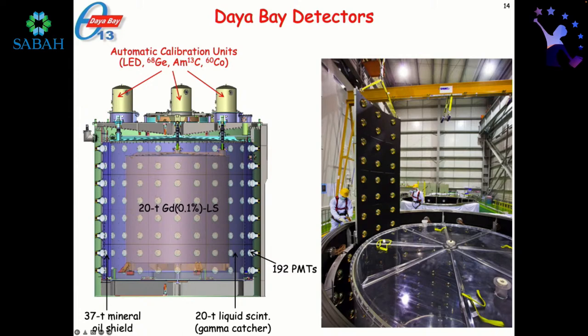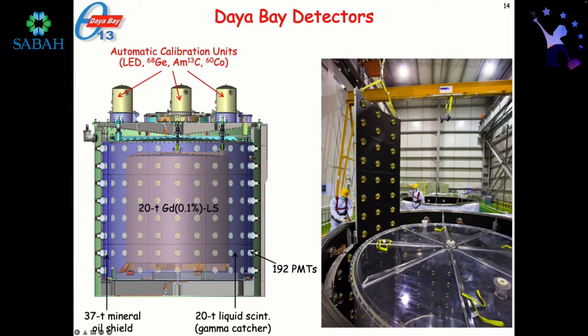So we use 20 tons of liquid scintillator. Just for comparison, recall in Kamioka, we use 1,000 tons because the Kamioka detector is 180 kilometers away. So as a result, we need a bigger detector for Kamioka, but a smaller one for the Taipei experiment. Using this, we can detect signals coming from the positron and also the neutron from the inverse beta decay experiment.